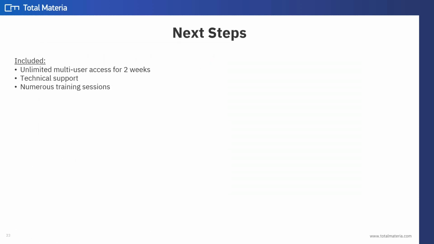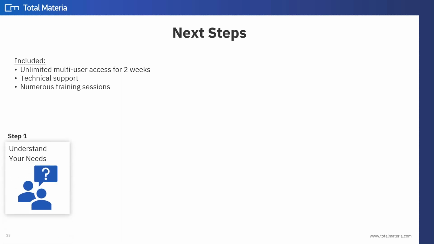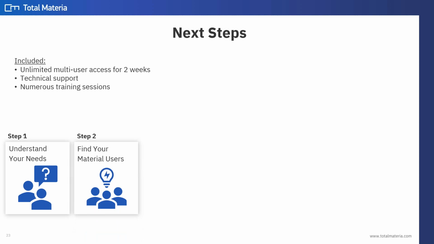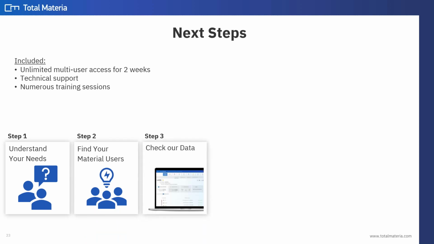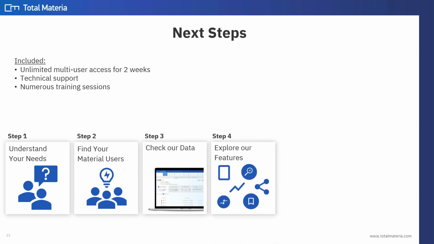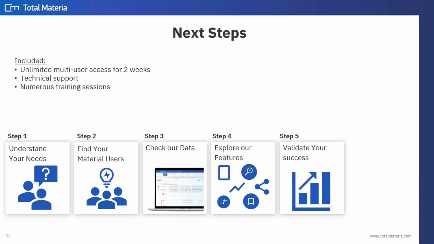And in terms of next steps, if you want to go with the trial with us, it includes unlimited multi-user access for 2 weeks, along with technical support and numerous training sessions. If you want to get started with this process, first, it's great to understand your needs and find your material users, so you could take full advantage of Total Materia, check our data, explore our features, validate your success using Total Materia, and finally, hopefully solve your problems.